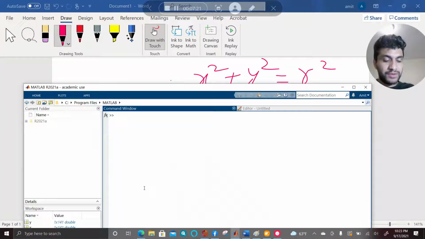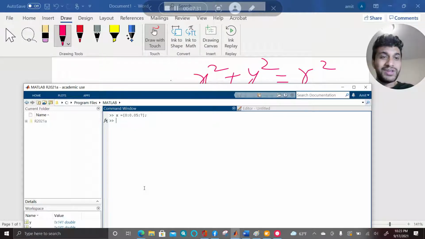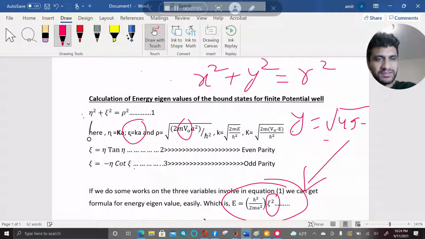Okay, let me start. First of all, I'm going to fix the value of x from 0 to 7, because I'm going to take the circle with radius 7. First of all, I need to plot the circle. I am going to take r equals 7. So I have to plot x squared plus y squared equals 49, or y equals the square root of 49 minus x squared. I'm going to plot that.